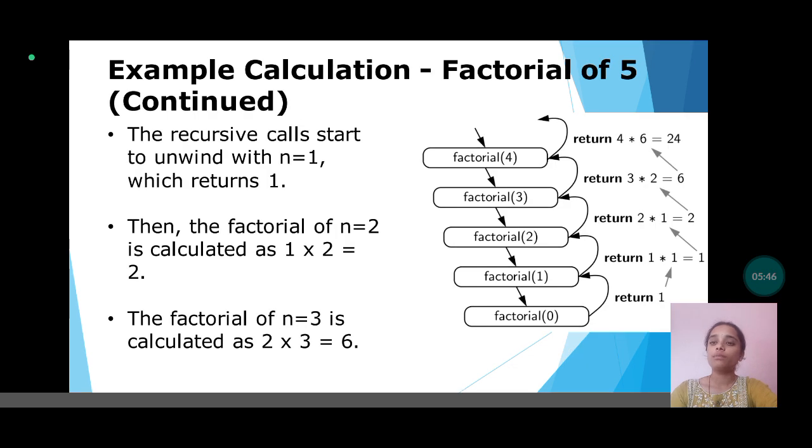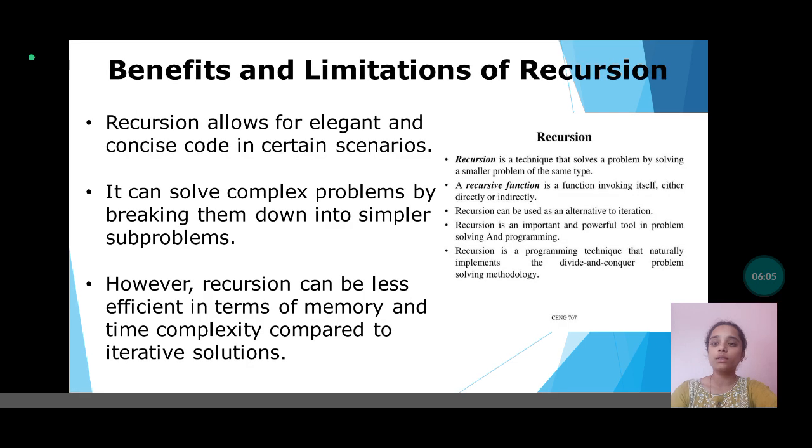Example program. The recursive call starts to unwind with n equal to 1, which returns 1. Then the factorial of n equal to 2 is calculated as 1 into 2 is equal to 2. The factorial of n equal to 3 is calculated as 2 into 3 is equal to 6.